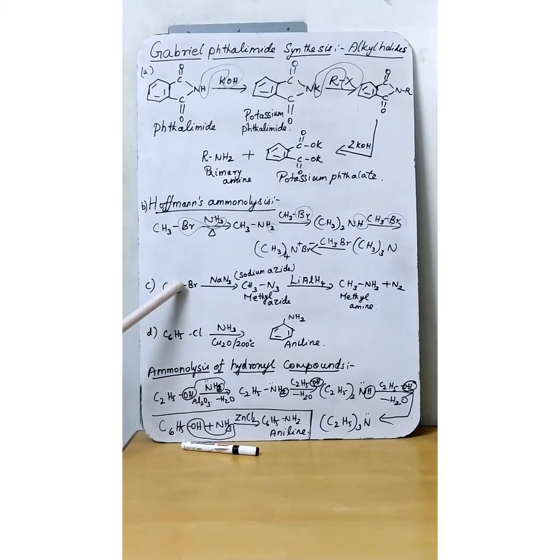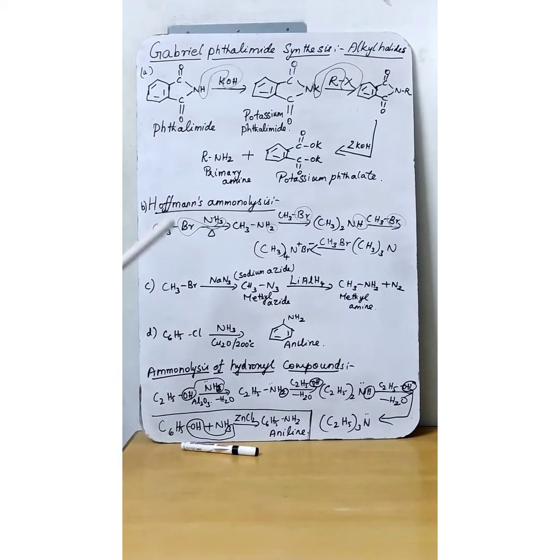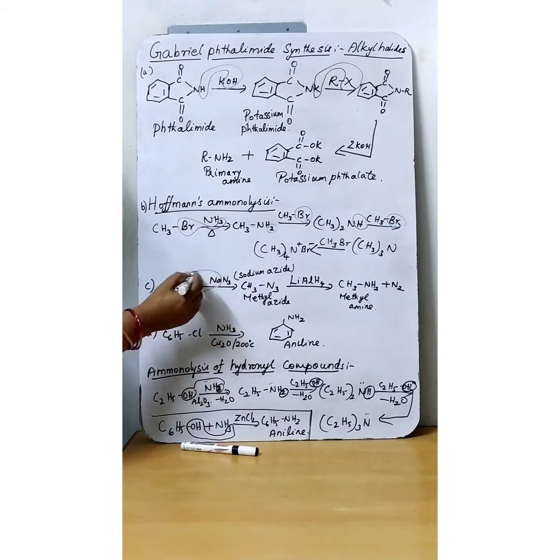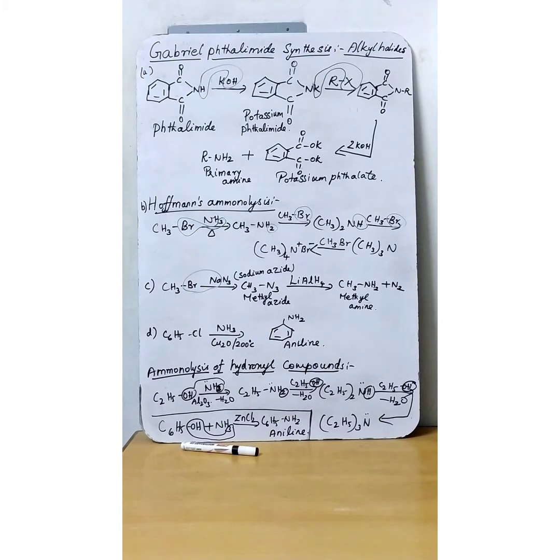So methyl bromide combined with sodium azide, what will happen, you know? This Br and this Na will be removed as NaBr. Understood? Then next what will happen? This N3 will come and attach to this methyl group and you will get methyl azide as the product, that is nothing but CH3N3, methyl azide.